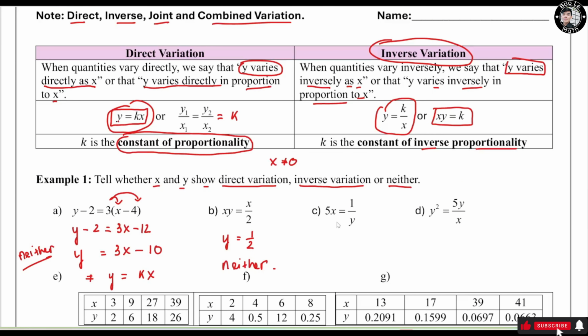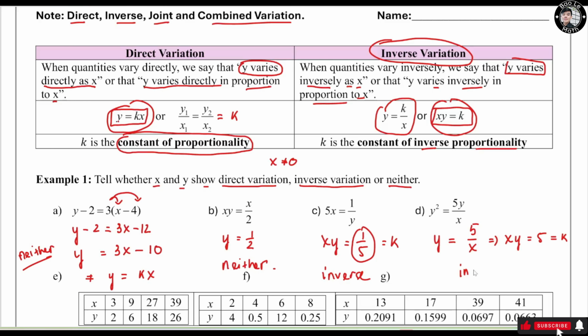Now, question C. We're going to multiply both sides by y and divide both sides by 5. So we end up with x times y equals 1 over 5. 1 over 5 is k, so this one is inverse. Now, question D. We're going to divide both sides by y, so y equals 5 divided by x. Then x times y equals 5, which equals k, so this one is inverse.